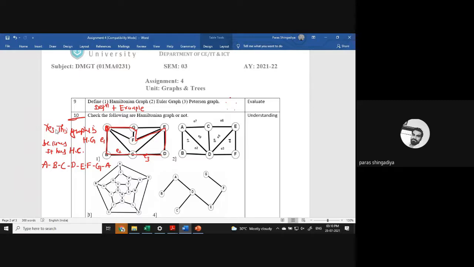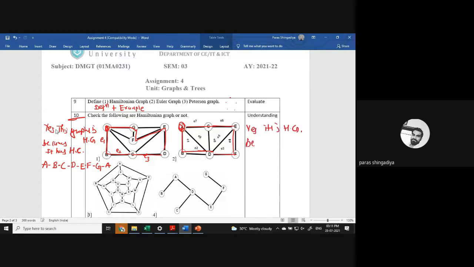Clear? Now, what about the second graph? Yeah, that is also a Hamiltonian graph. You just move on the boundary only. There is no need to cover inside edges. You just start with vertex A, then B, C, D, F, E, C, and A. Clear? That is one of the circuits which includes every vertex exactly one time. So the answer for the second graph: yes, it is a Hamiltonian graph.